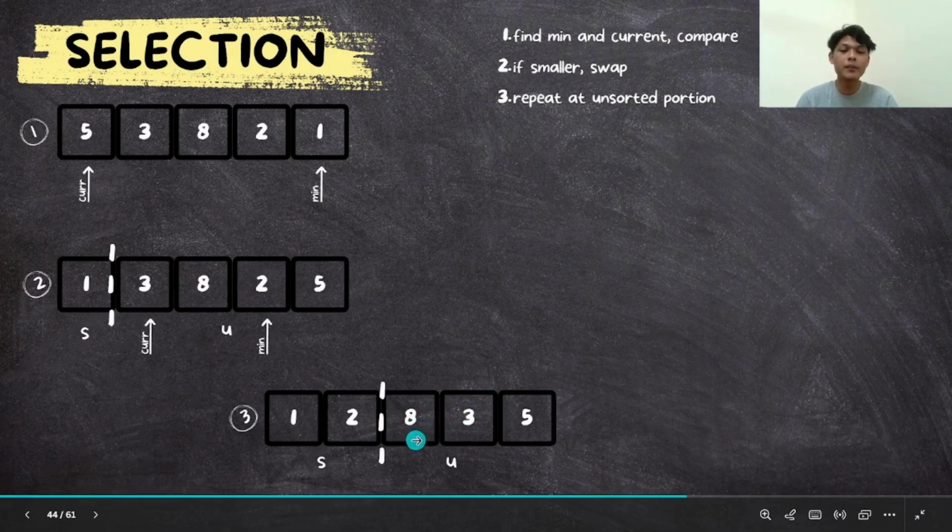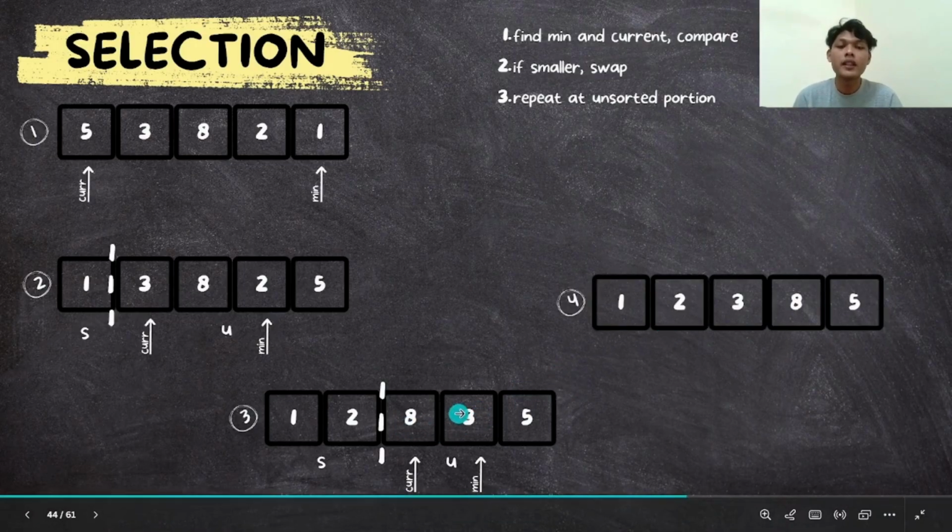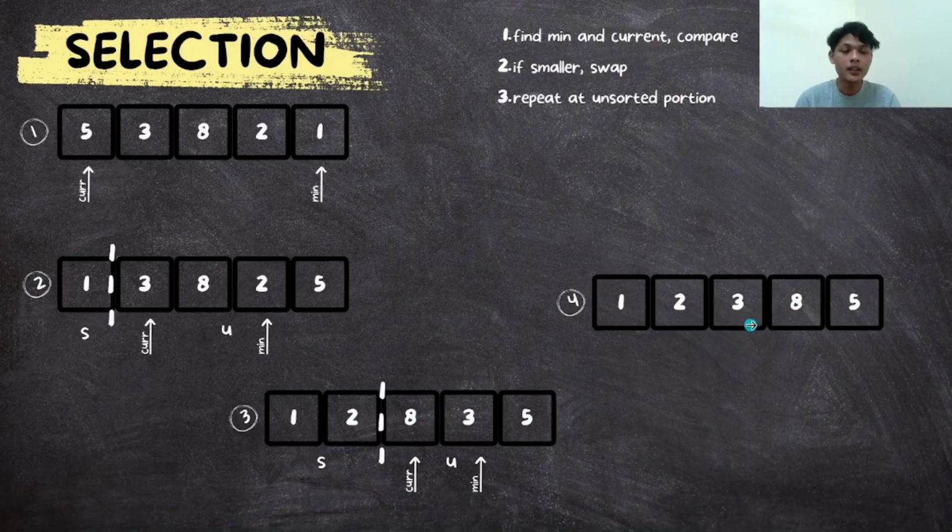So our current number is 8. So we find the minimum, which is 3. We do it again. We swap it because 3 is smaller than 8. So we repeat the same steps, and this becomes our sorted portion, and this becomes our unsorted portion.